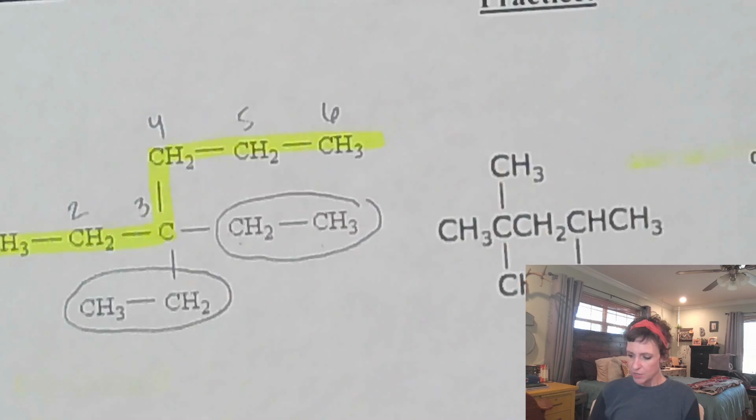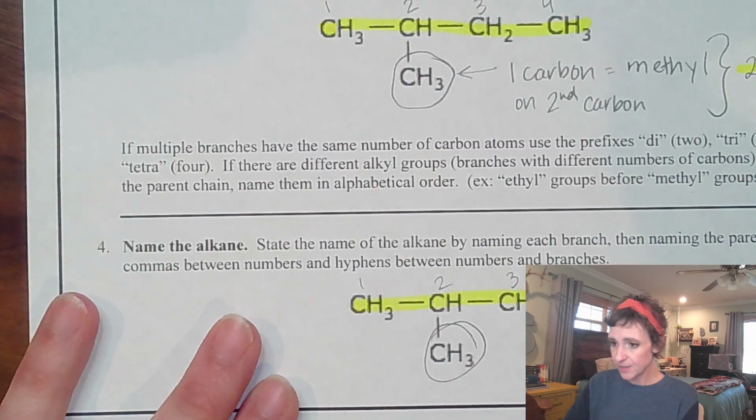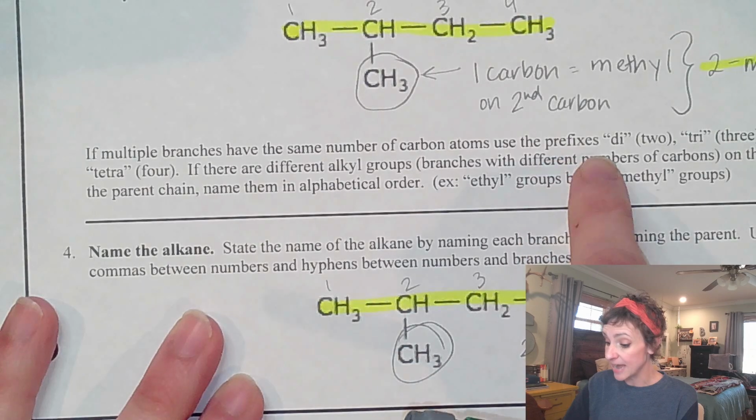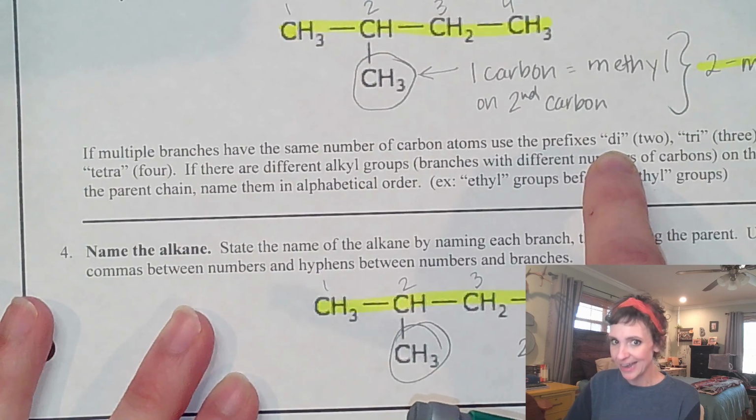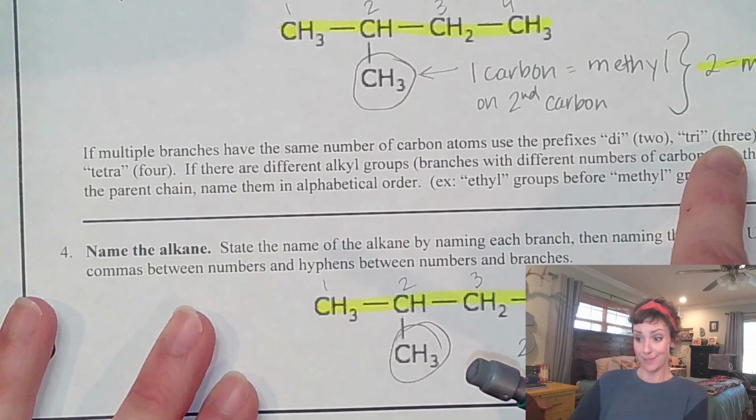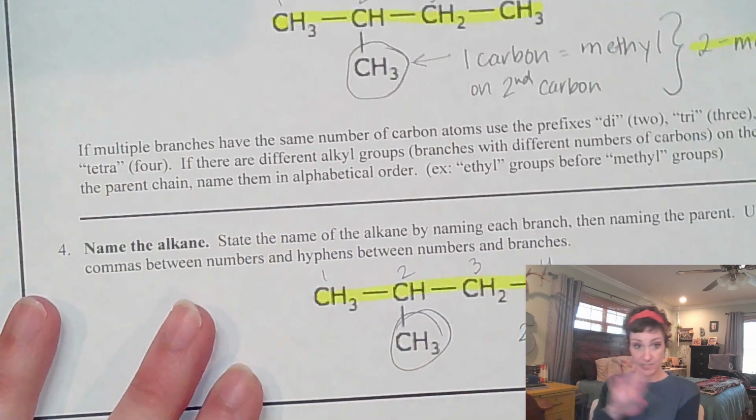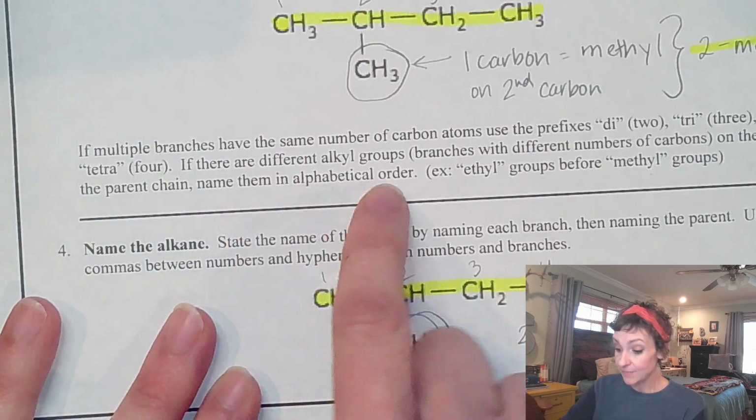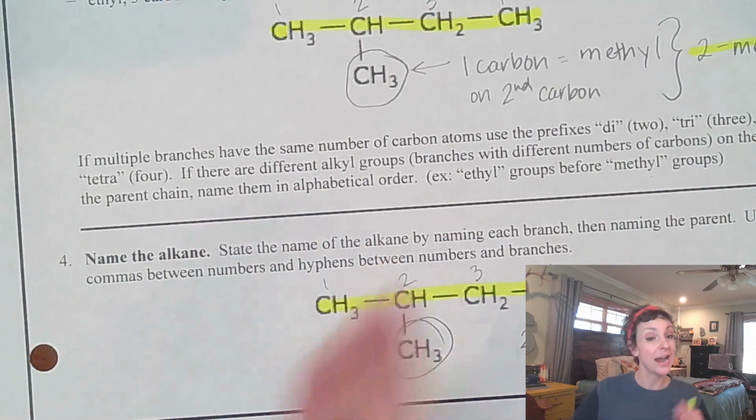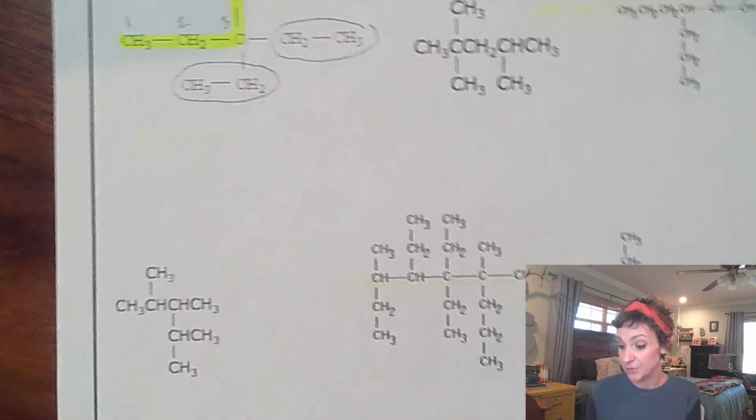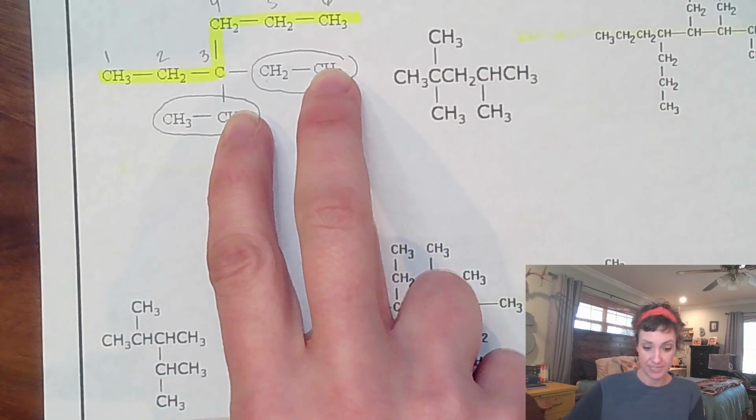Whoa, this is wackadoo. You guys, I skipped over this. It says if multiple branches have the same number of carbon atoms, use the prefix di. I got 2 ethyl groups, so I got diethyl. If I have 3 ethyl groups somewhere in this structure, I'm going to use triethyl. If I got 4 ethyl groups, I'm going to use tetra, and so on. And if there are different alkyl groups, we are going to put them in alphabetical order. We do not have different types in this example, but I did want to mention that. Since I have 2 ethyl groups, I'm going to be looking at a diethyl naming situation.